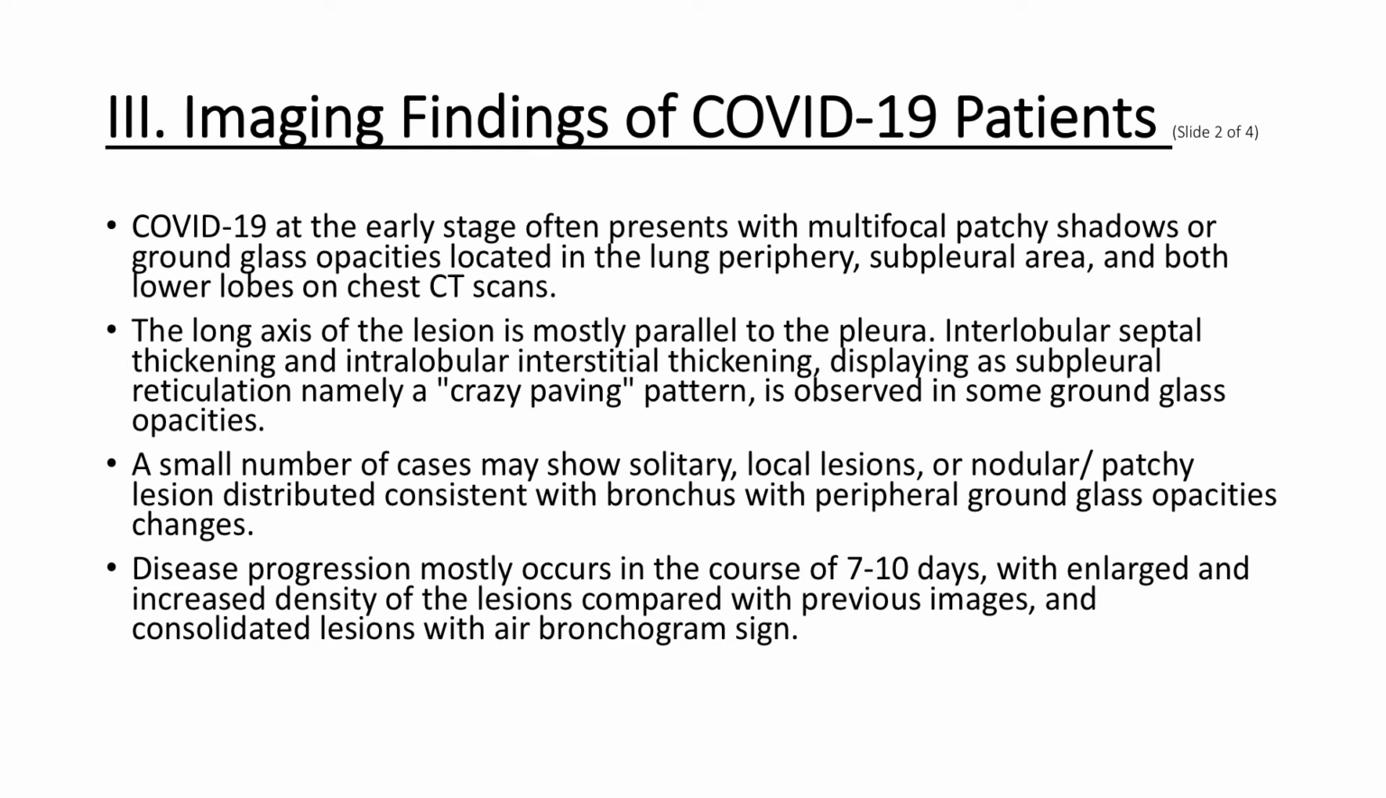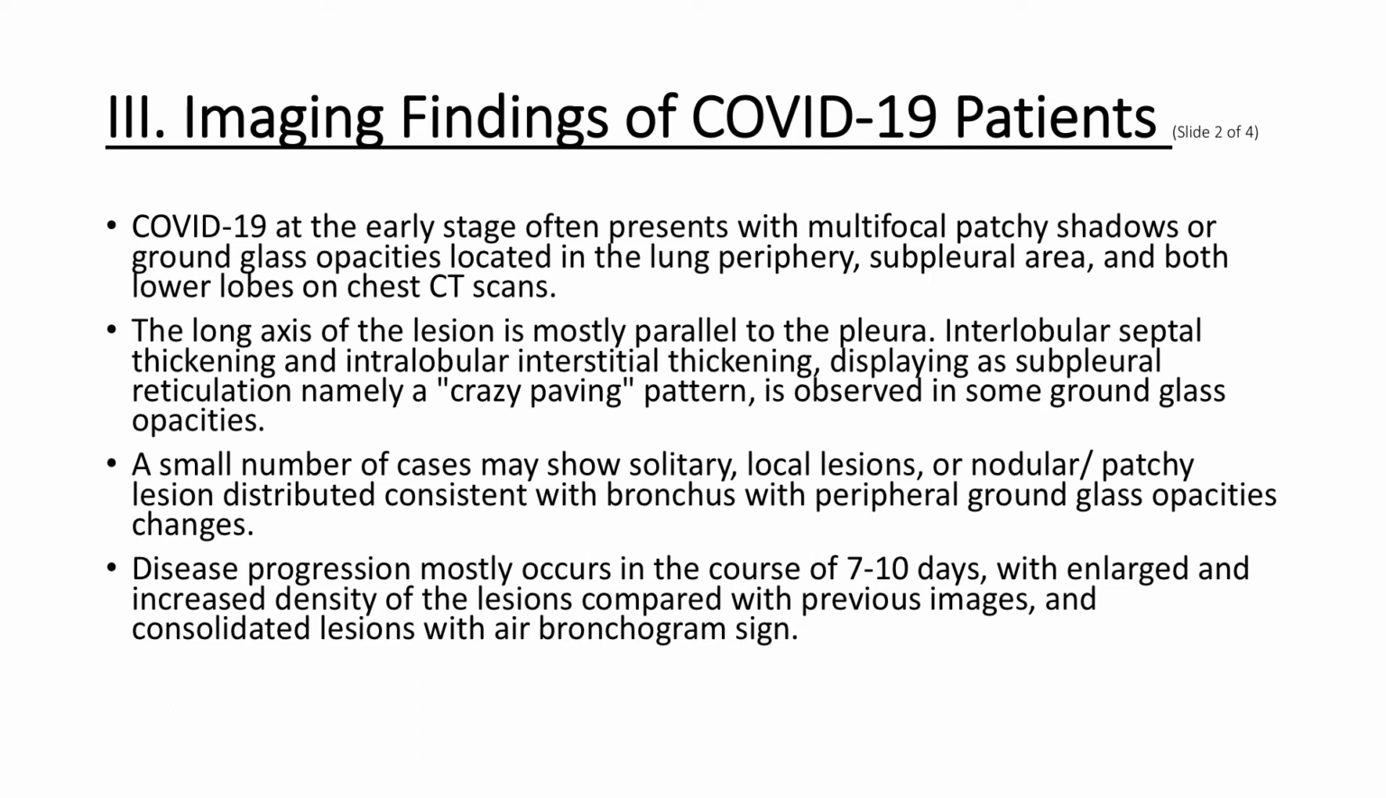COVID-19 at the early stages often presents with multifocal patchy shadows or ground glass opacities located in the lung periphery, subpleural area, and both lower lobes on chest CT scans. The long axis of the lesion is mostly parallel to the pleura.